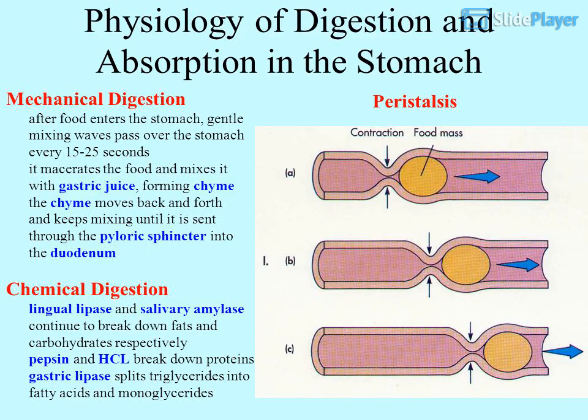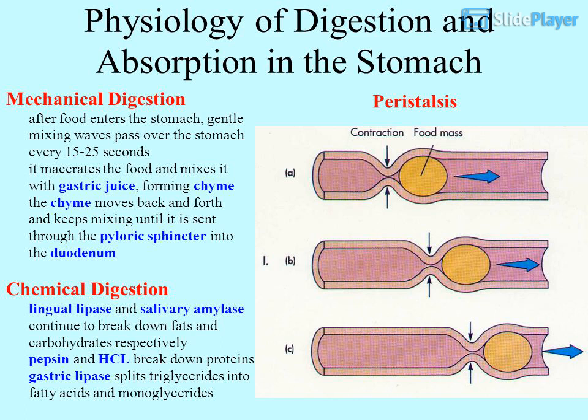Physiology of digestion and absorption in the stomach. Mechanical digestion. After food enters the stomach, gentle mixing waves pass over the stomach every 15 to 25 seconds. It macerates the food and mixes it with gastric juice, forming chyme. The chyme moves back and forth and keeps mixing until it is sent through the pyloric sphincter into the duodenum.